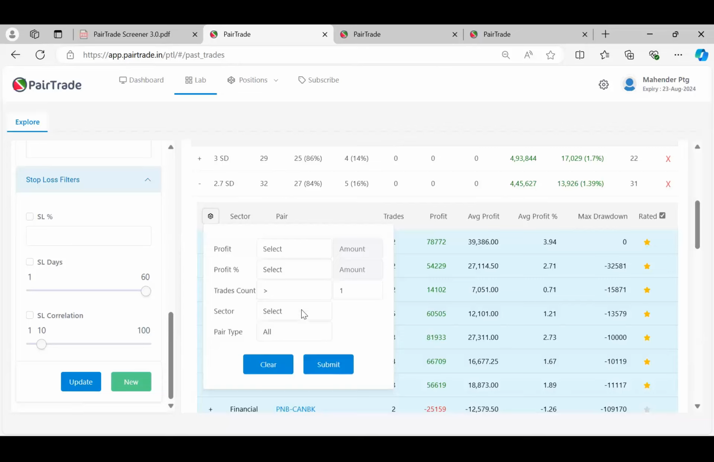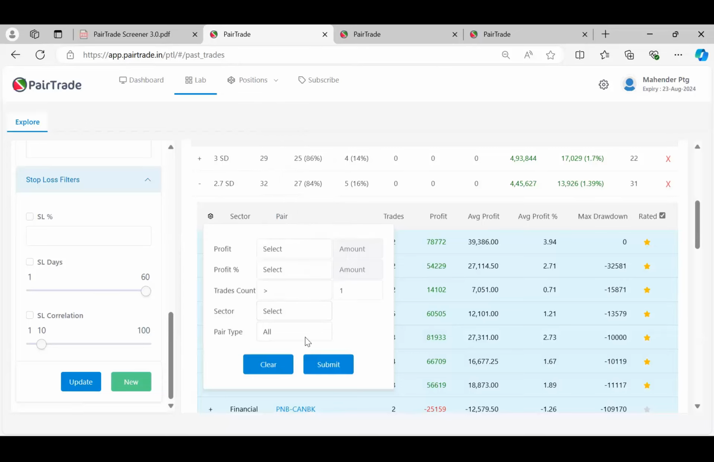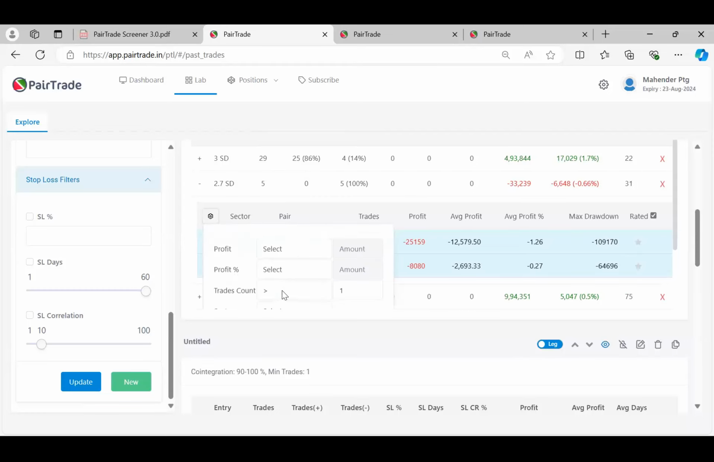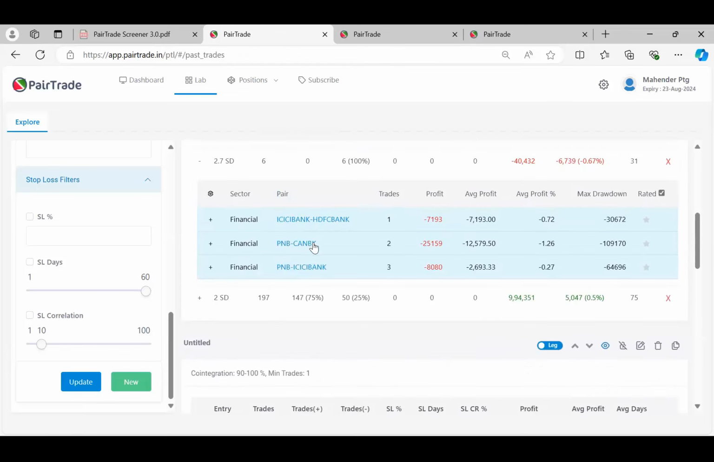Of course, here we have selected only financials. In the overall all sectors, you can select which sector you want to see and you can rate them individually. I want to see only rated pairs or maybe unrated. I'll see only the unrated ones. These two are unrated. With the combination trades, if I select this one, submit, these three are not rated.